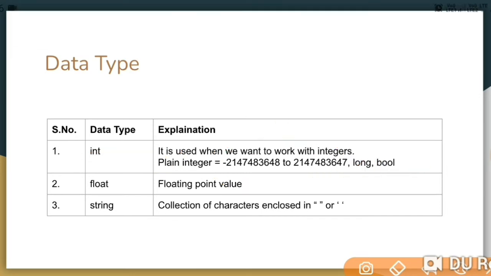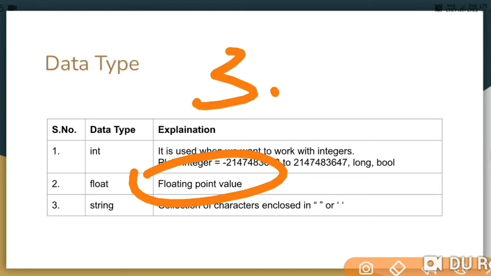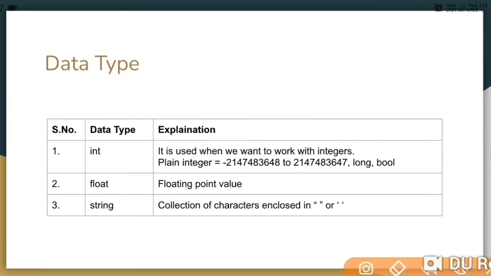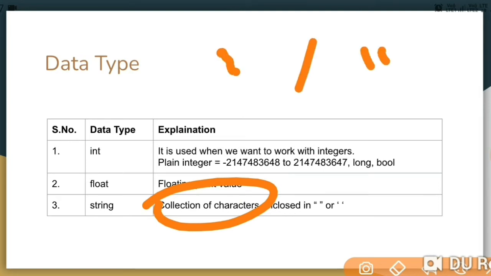Now, for floating point numbers, we can use float. What is a floating point number? If there is a point value like 3.14, this point value is known as a floating value. So for floating point values we can use float. Now the string. A string means a collection of characters, and we can denote the collection of characters with the help of single quotes or double quotes. Got it? So this is known as the string data type.